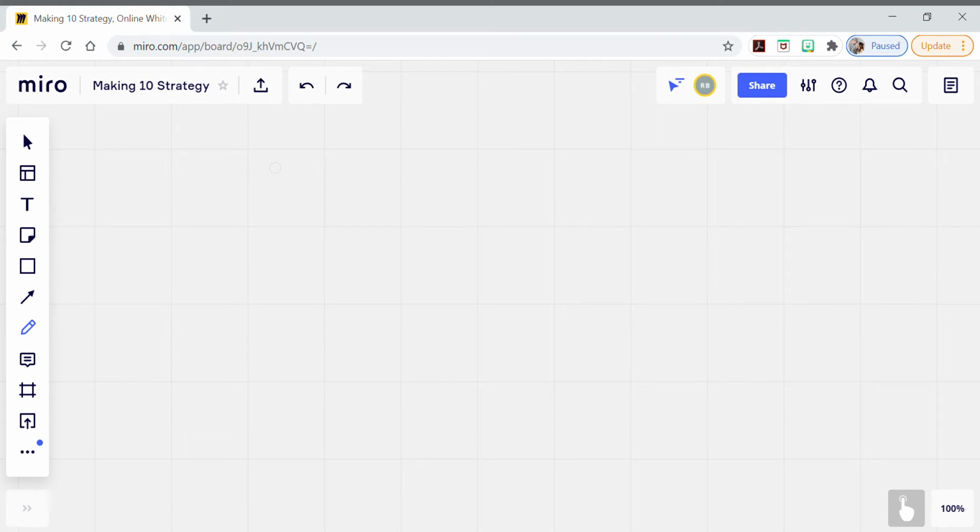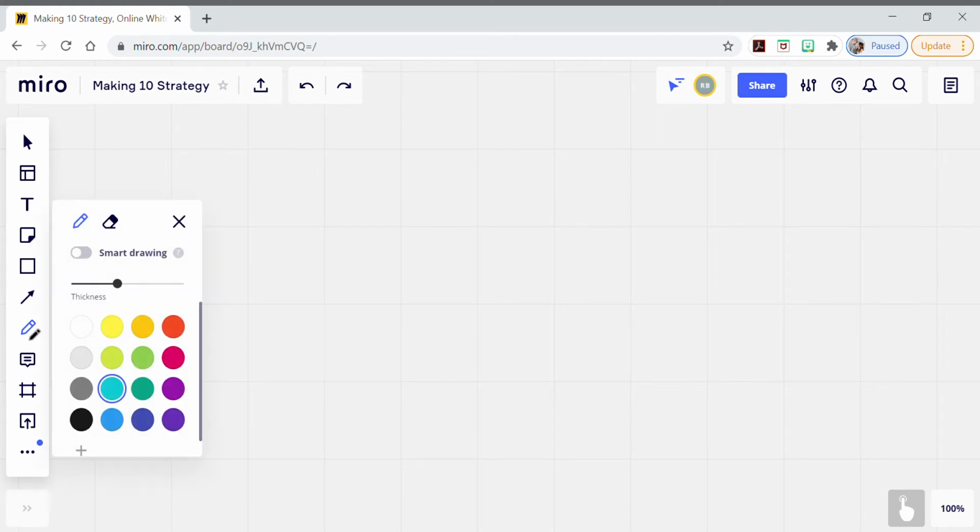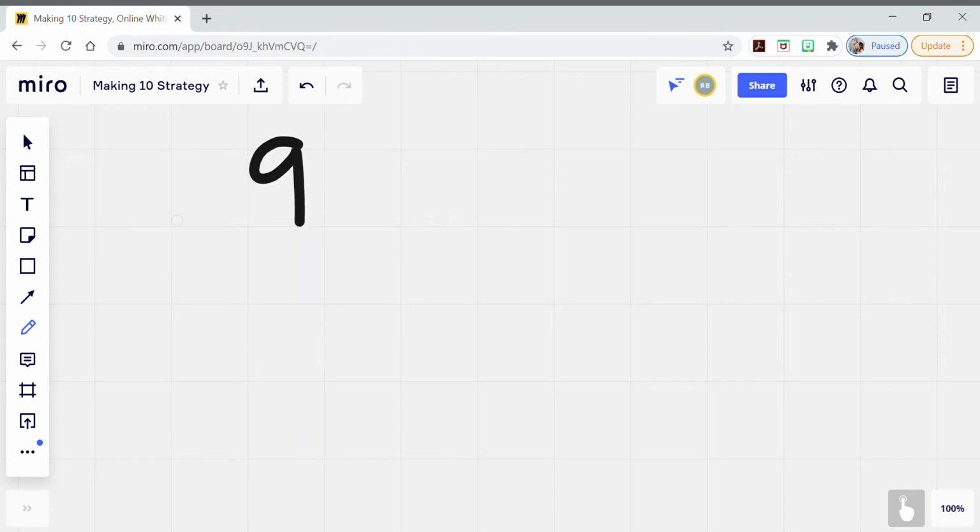Alright, so let's go ahead and start with a problem. I am going to start with 9 plus 4. Alright, so our problem is 9 plus 4. So the first question I'm going to need to ask is, can I make 10? Can I make 10 if I were to add these two numbers together?